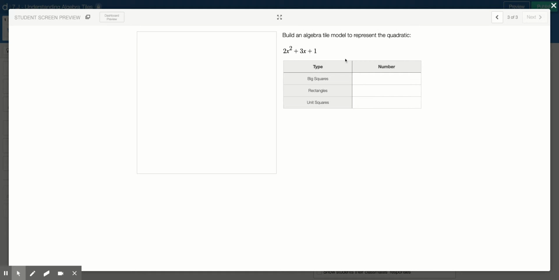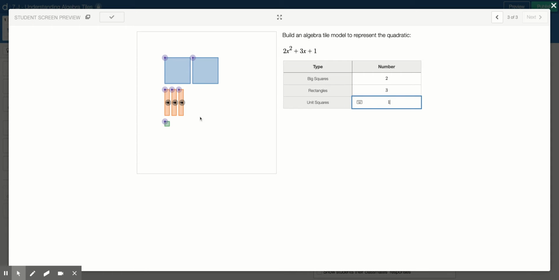We're going to build an algebra tile model that represents this quadratic, 2x squared plus 3x plus 1. So I know that I just need 2 big squares. All right, so I'm going to enter 2 right there, and I can see 2 big blue squares pop up. Those each have an area of x squared. 3x, so I need 3 orange rectangles because each one of those has an area of x, and then 1.